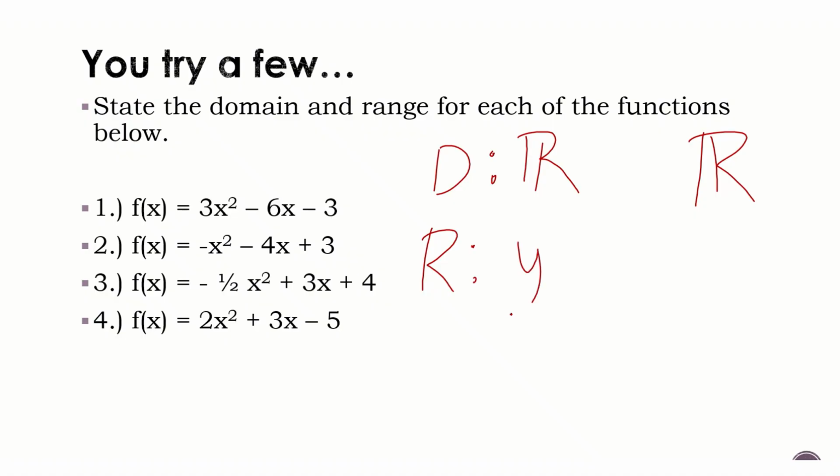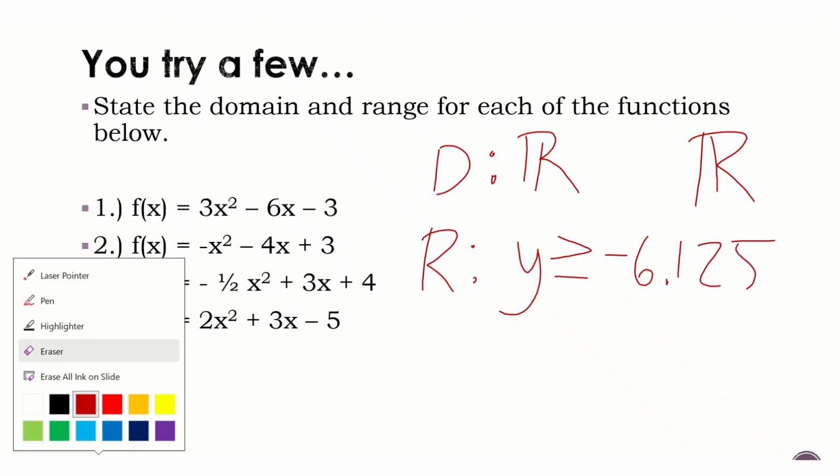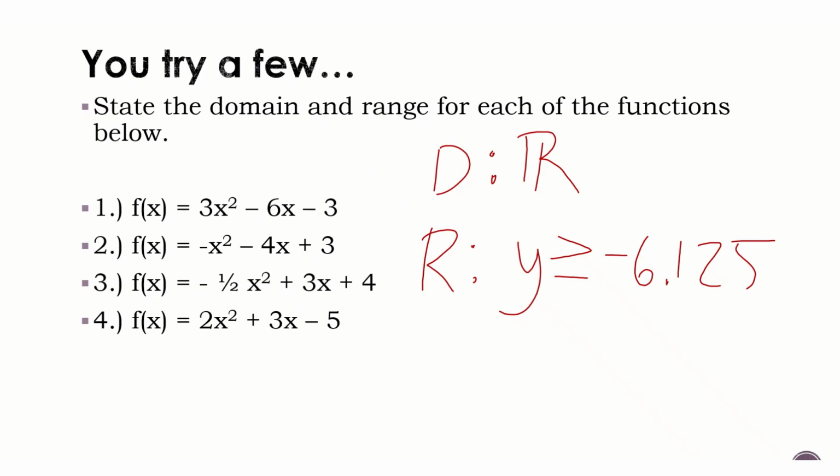And then you would have something like the one we just did. Y is greater than or equal to -6.125. And that is pretty much how you would do domain and range using what's called inequality notation. We're going to look at a different notation for that next class.